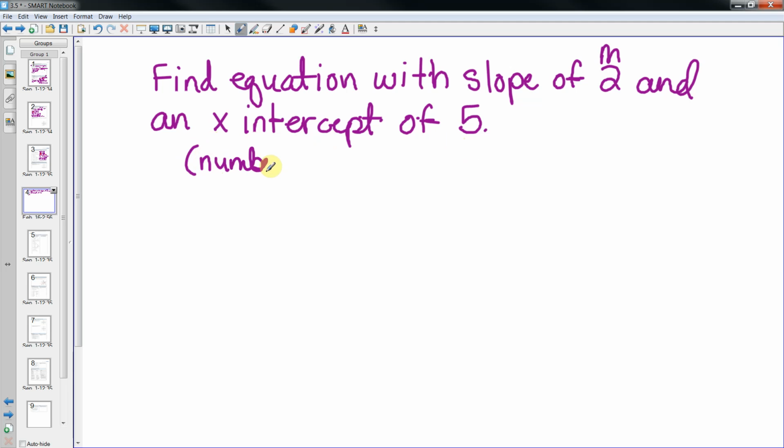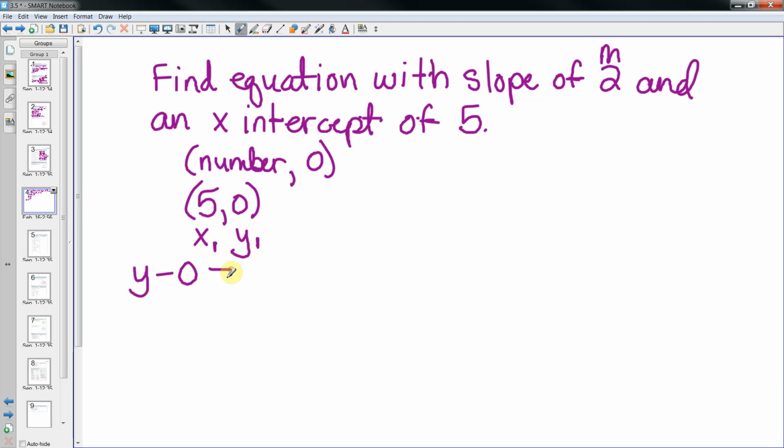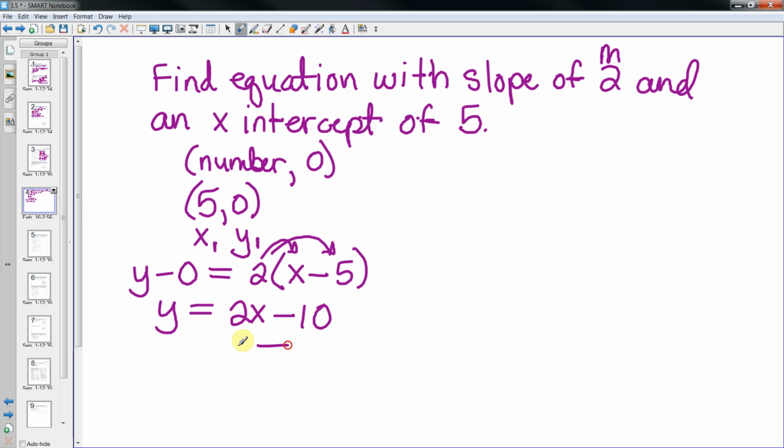number, comma, 0. So the x-intercept could be written as 5, 0. And that's my x1, y1. So if I go to my point slope formula, y minus 0 equals my slope, 2, times x minus 5, because that's my x1. So y minus 0 is just a y, and so I have 2 times x, 2 times negative 5 is negative 10. And on this one, it's already in slope-intercept form. I'm good as gold because I don't have to do anything to solve it for y. It's already solved for y.